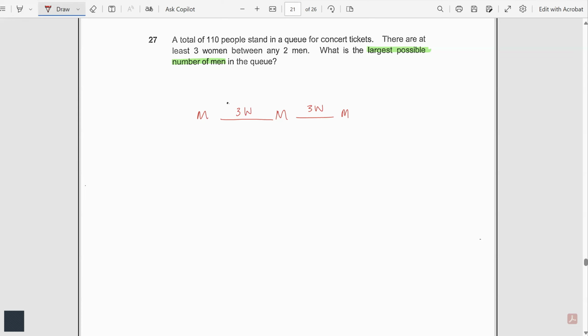Now the last person, so this is going to continue, right? The last person will be a man, because there has to be women between 2 men, right? End off with a man. Okay, last person must be M.